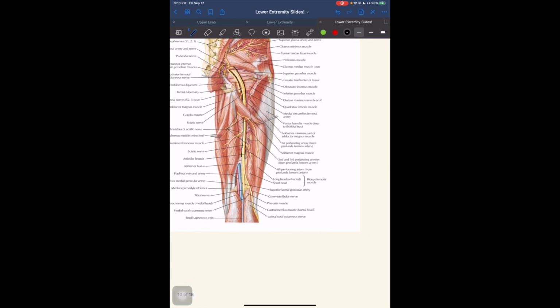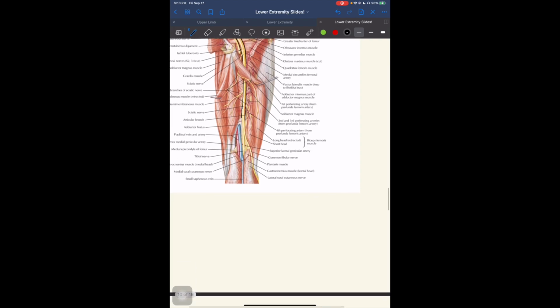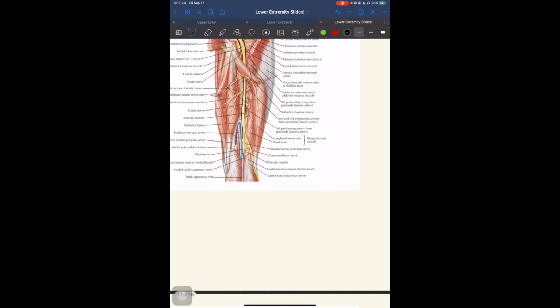So the sciatic nerve is going to split into the tibial nerve and the common fibular nerve in the popliteal region, in the popliteal fossa. Popliteal just means back of the knee, okay? And that's our tibial nerve. The tibial nerve is just going to continue this course distally, pretty much along the midline of the posterior leg. It's going to innervate all of the muscles of the posterior leg and some muscles of the foot.